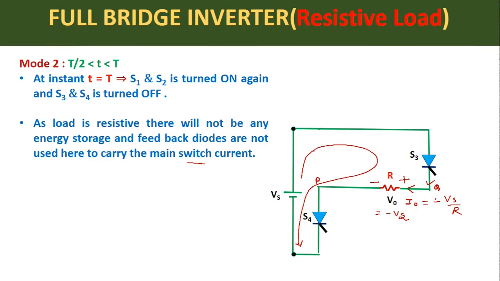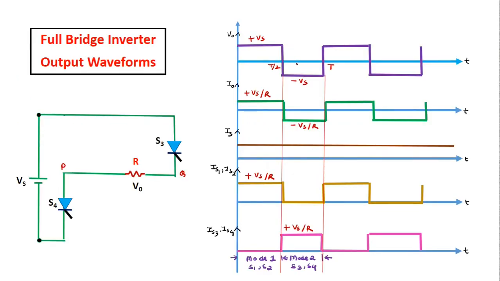Now we will understand the output waveforms. The mode 2 operation, which goes from time t is equal to T by 2 to T, the load voltage is equal to minus of Vs, and the load current will be equal to minus of Vs by R because we are using here resistive load, and the load current will flow from Q point to P point, which is equal to minus of Vs by R. Now since the switches S1 and S2 are in the off condition in the mode 2 operation, therefore current through them will be equal to 0.